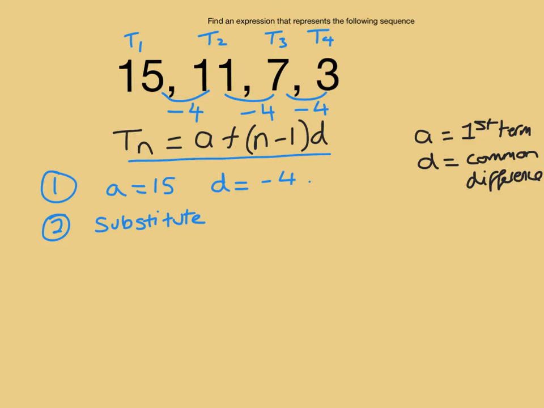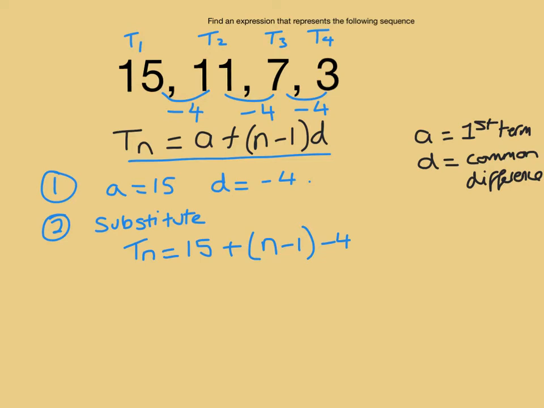Okay, let's go ahead then and substitute. So I have Tn equals, now instead of A, I'm going to replace it with my 15, plus n minus 1. That doesn't change unless I'm being asked for a specific term, like if they said the 50th term of this, but we'll have a go at that in a second. So I have n minus 1, and then instead of D, I'm going to put minus 4. My third step then is just to simplify.